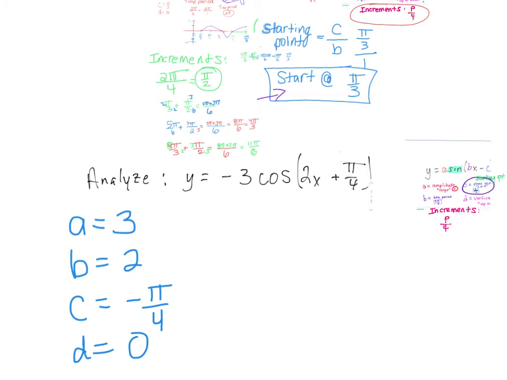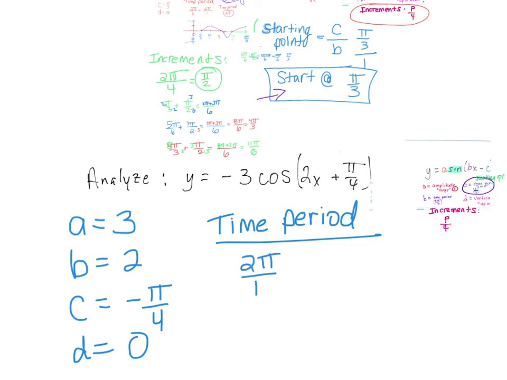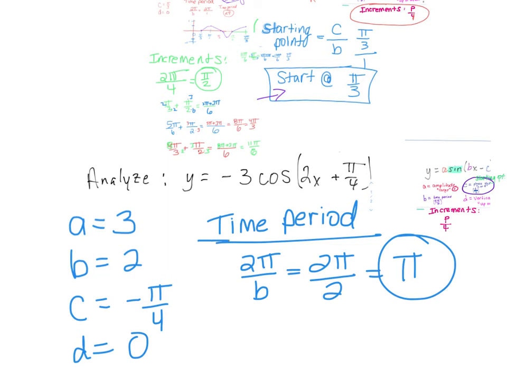So the things that are important are the time period, the increments, and my starting point. So the first thing I'm going to find, and you guys can write it out like this, is the time period that I'm going to be working with. How do you find the time period? It's 2 pi divided by b, correct? So I have 2 pi divided by 2, which gives me pi. So my time period is pi.